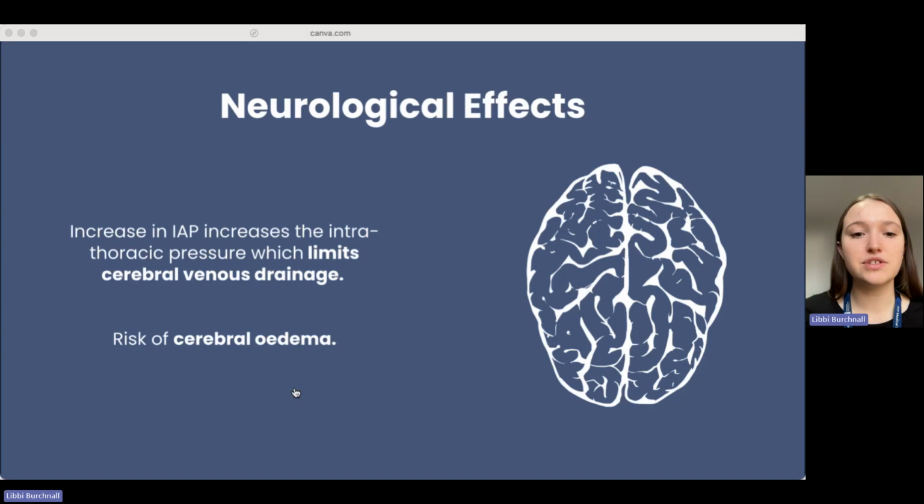So finally, moving on to some neurological effects. As we've said, linking to the respiratory complications, we've got increased thoracic pressure, and that can lead to a limit in the cerebral venous drainage, because the blood in our brain drains into our thorax, and if we've got increased pressure in the thorax, it might mean that that blood is less able to drain, and so there's a risk of cerebral edema.